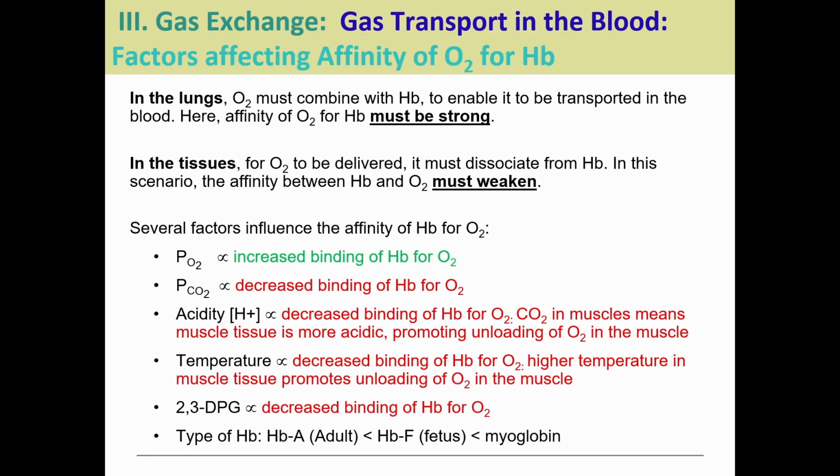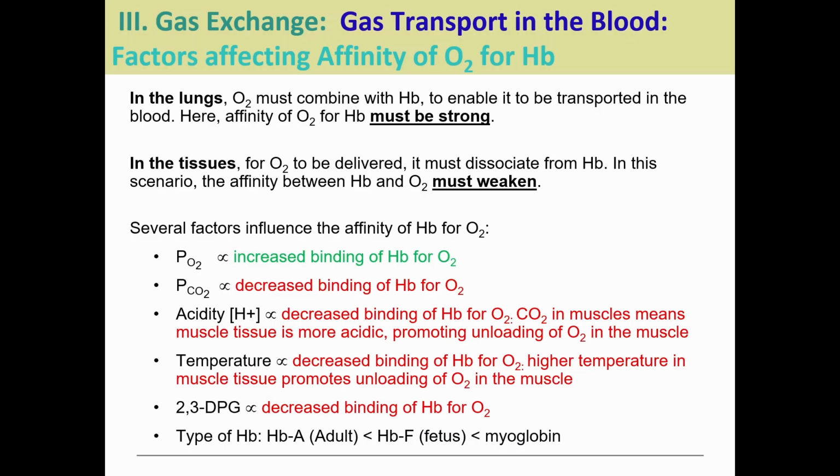Now in the lungs, oxygen has to bind with the hemoglobin so we can move around. So here we need to have a strong affinity for oxygen with the hemoglobin. In the tissues, we need it to drop down, right? We need to lower that affinity so that we can easily let go of that oxygen so that it can be released into the tissues. And so there's a couple things that influence this.